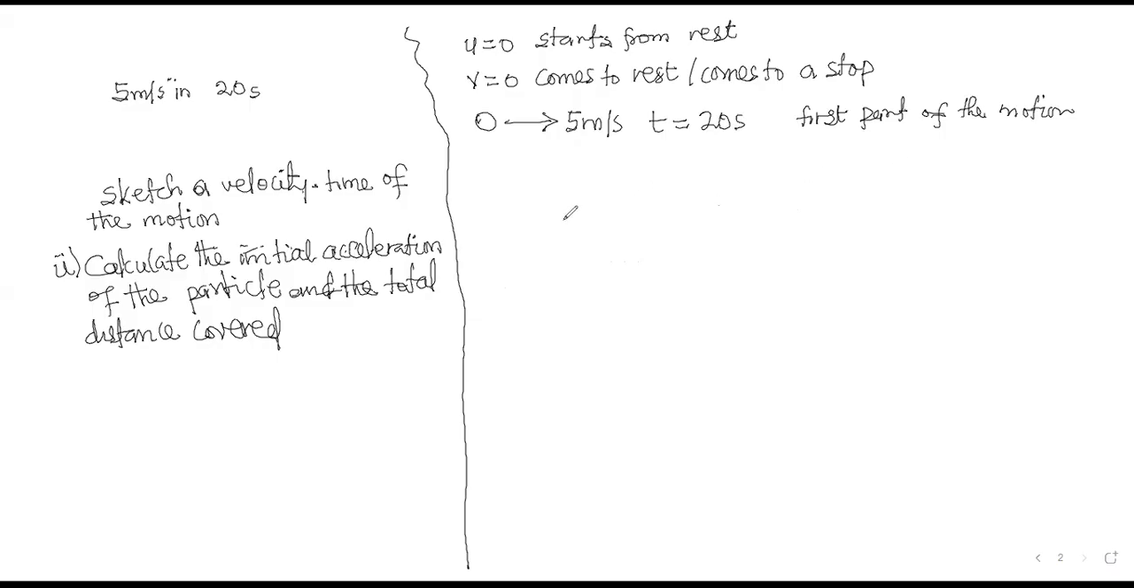Then in the second part of the motion, we are told that it maintains this velocity for 10 seconds. This final velocity of 5 meters per second is maintained. So initial 5 through to final 5 for a period of 10 seconds. And this is the second part of the motion.